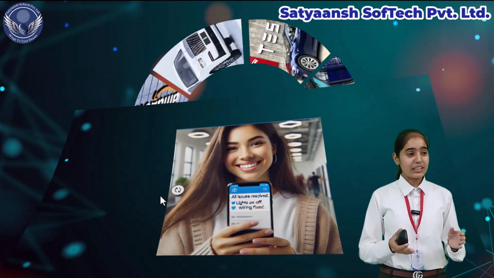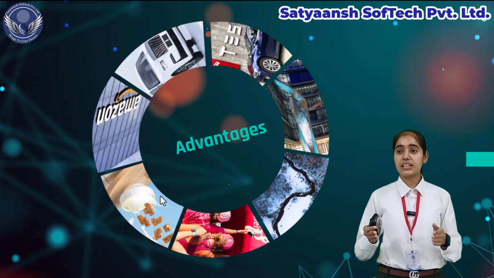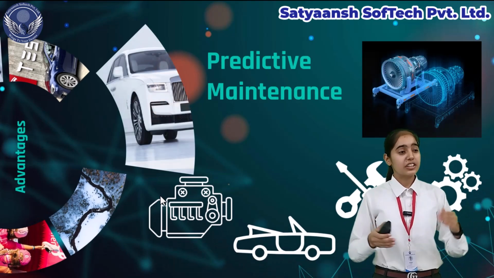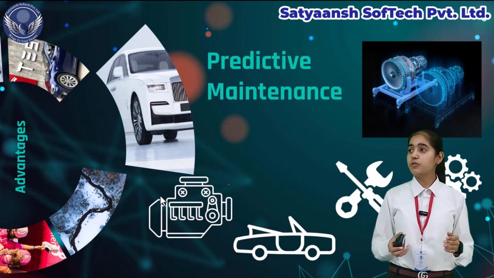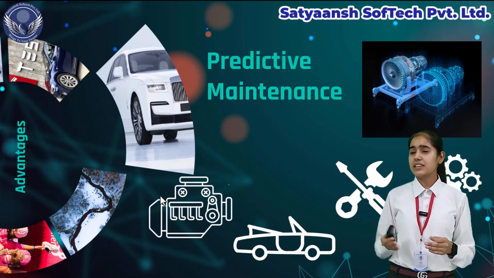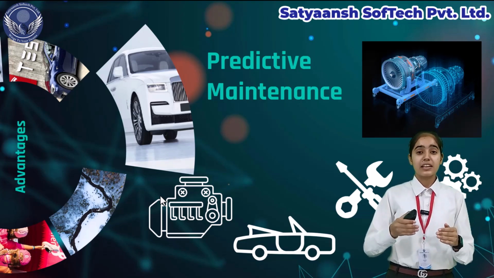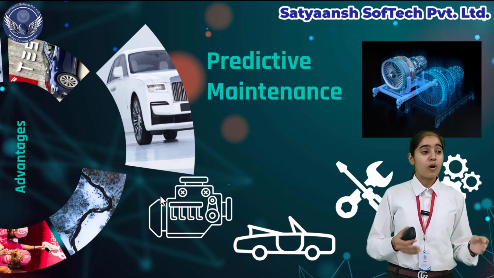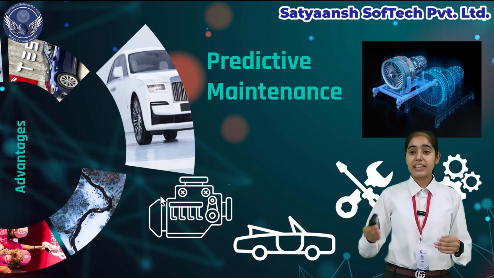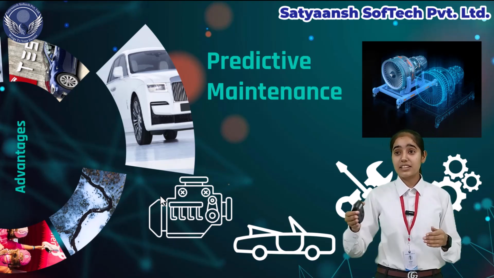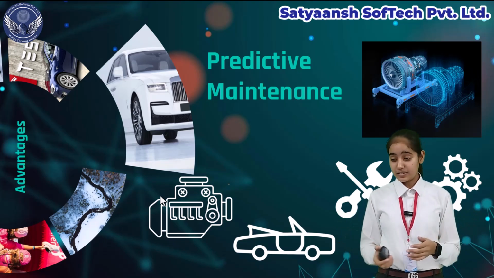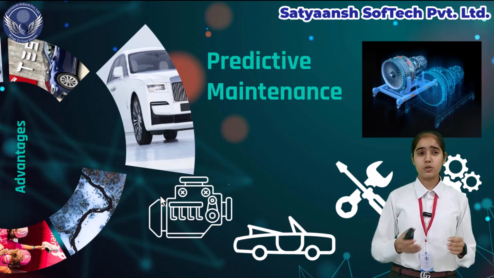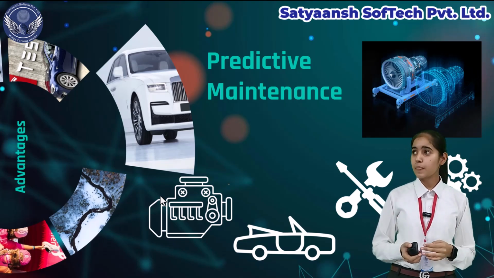Next is advantages. Now let's see how digital twin is helping the entire world, how different companies are using the digital twin. So the very first is predictive maintenance. As we know, it predicts the failures of systems or machines before they are about to happen, or we can easily identify that this system needs a service, otherwise it will create a big issue later. Rolls-Royce uses digital twin for aircraft engines to predict problems.